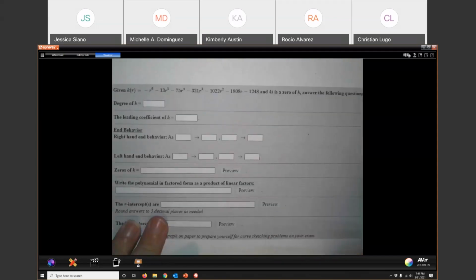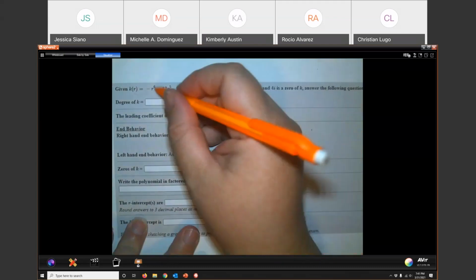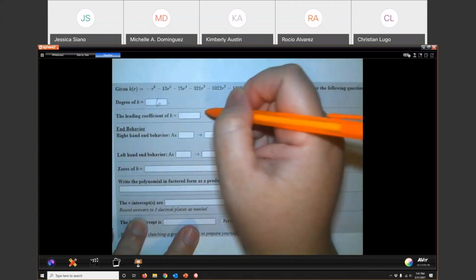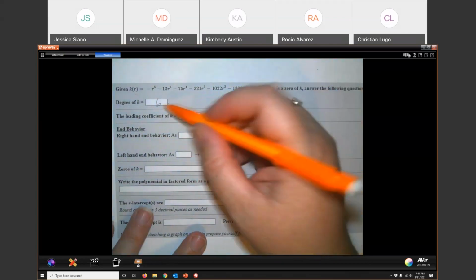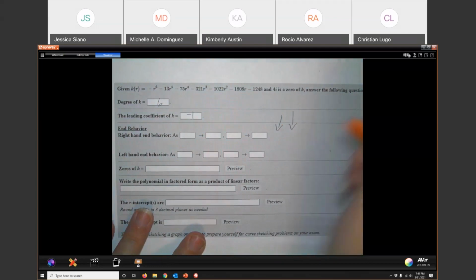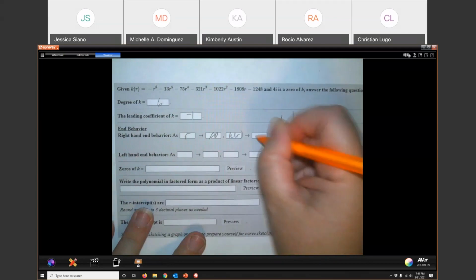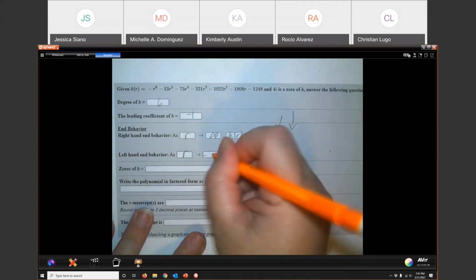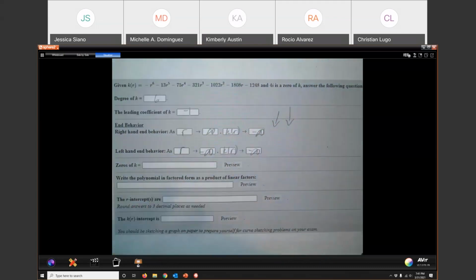All right, so one more. Let's review some of our properties of polynomials from before break. The degree of this is 6, and the leading coefficient is negative 1. With an even degree and a negative leading coefficient, its end behavior is down and down. So as r goes to the right, k of r goes down, and as r goes to the left, k of r goes down.